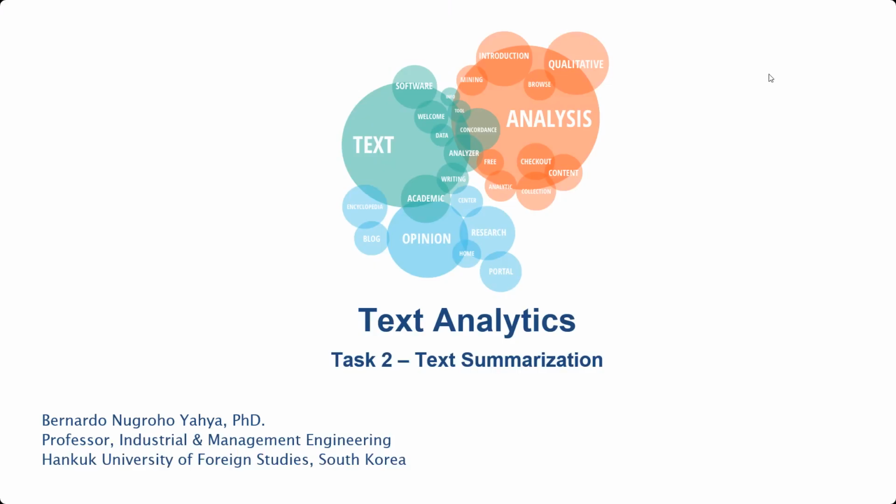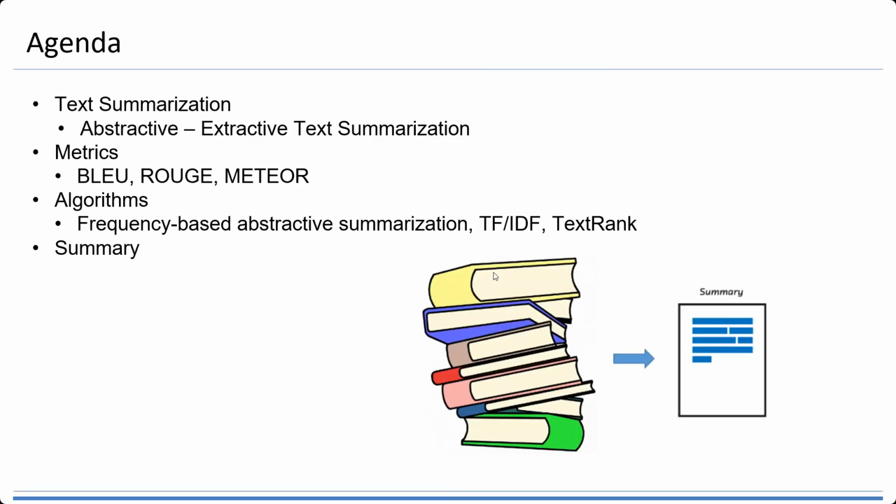This section is about text summarization, and we are going to look at the agenda of this course. We will discuss what text summarization is, and there will be two kinds: abstractive and extractive. So we will take a look at what is meant by abstractive and what it means by extractive. And we are going to learn some metrics regarding text summarization.